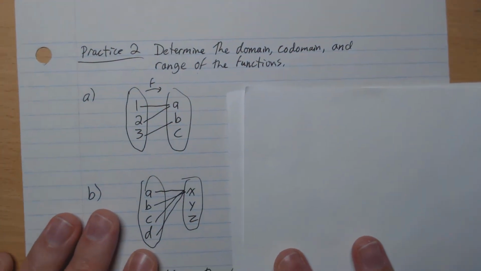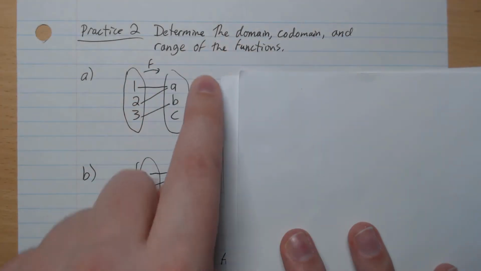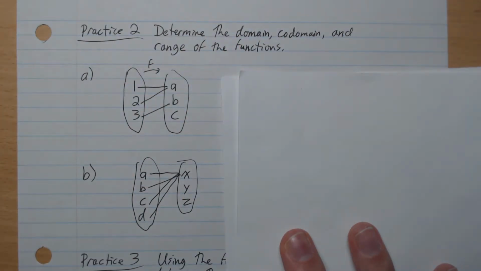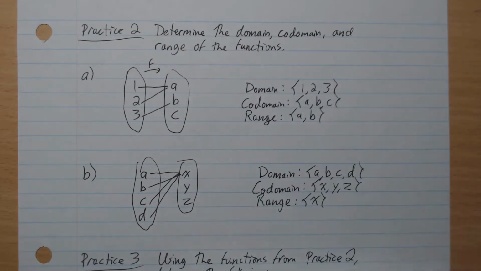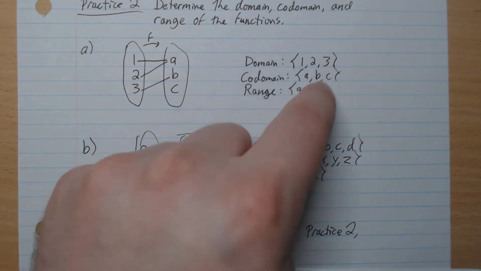Practice number 2. Determine the domain, codomain, and range of the given functions. Go ahead and pause the video and answer that. Okay, what do we have? Domain is 1, 2, 3. Codomain is A, B, C. And range is A and B.